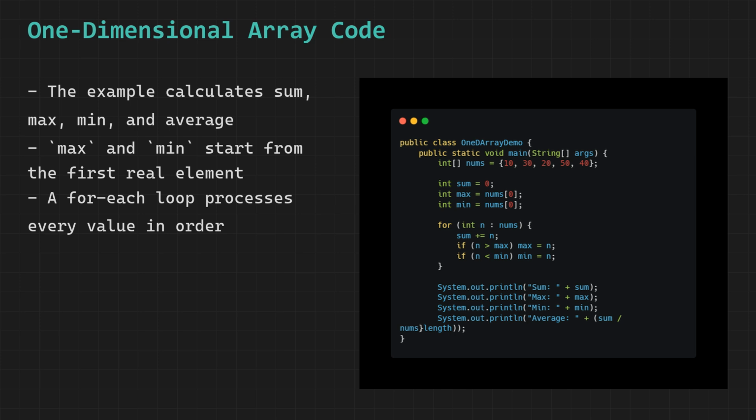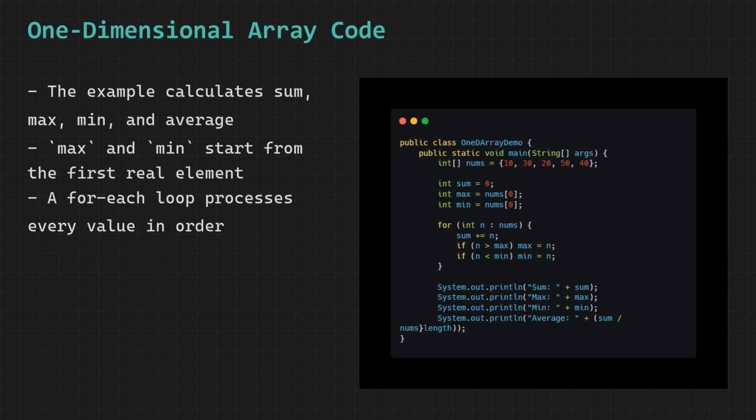The for-each loop iterates through each element in nums. The variable n receives a copy of each element in order: 10, 30, 20, 50, 40. sum += n runs 5 times, accumulating the total. 0 plus 10 gives 10, then 10 plus 30 gives 40, then 40 plus 20 gives 60, then 60 plus 50 gives 110, then 110 plus 40 gives 150.